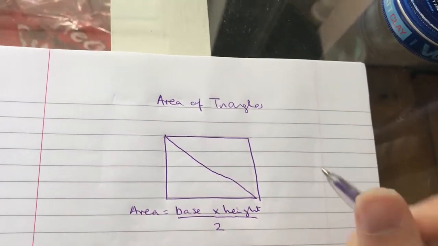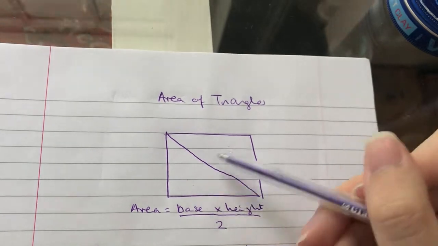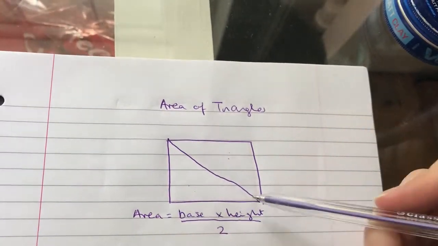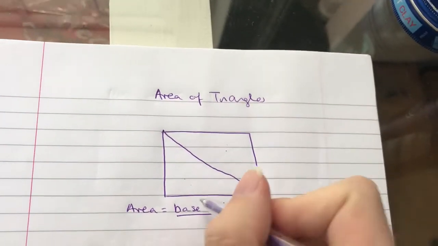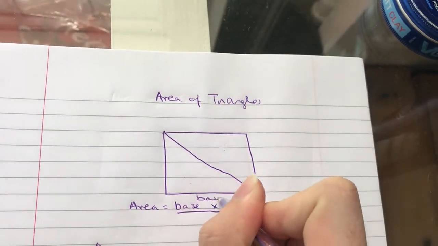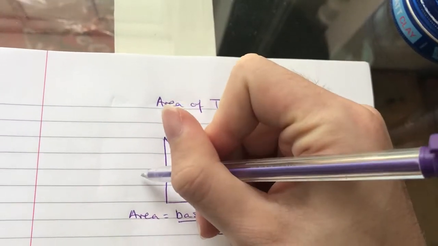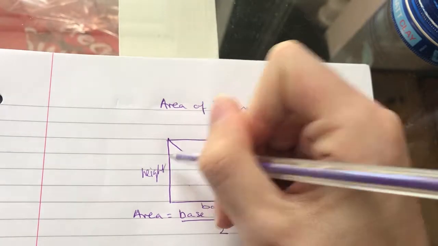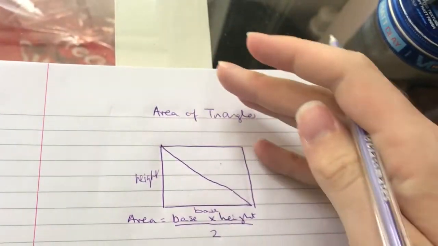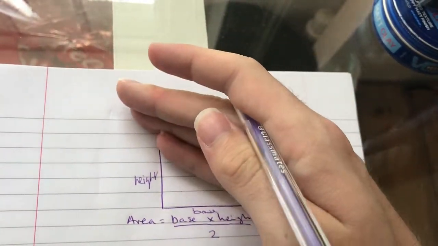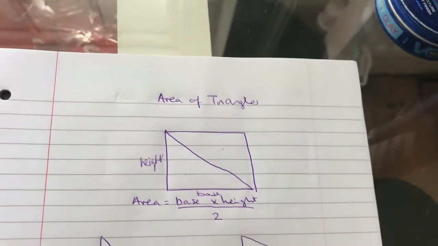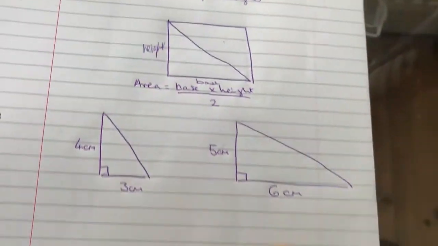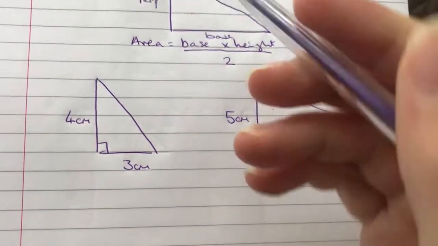You can see it's made up of two triangles, so the area of a triangle is formed from the base, which is here, multiplied by the height, and then we only want the triangle rather than the whole rectangle, so we divide it by 2. Cool, so let's use that logic and apply it to these questions here.